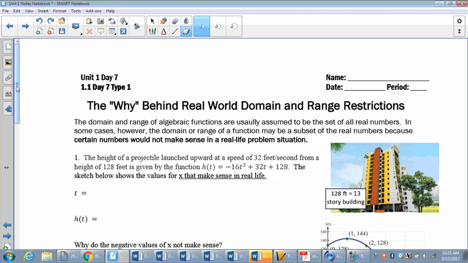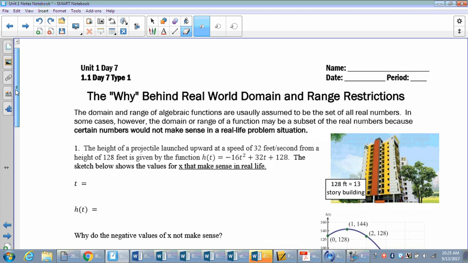Hello everybody. Tonight's flipped homework is page 35 of our workbooks, and the title is The Why Behind Real-World Domain and Range Restrictions. So we've had a lot of class conversations about this and have talked about it through the practice, but let's have a nice summary set of notes as to why restrictions exist.